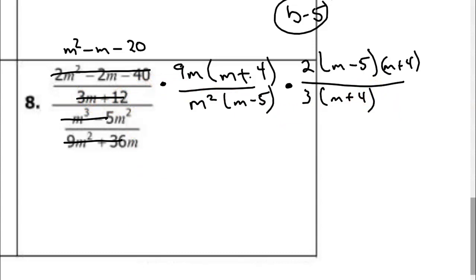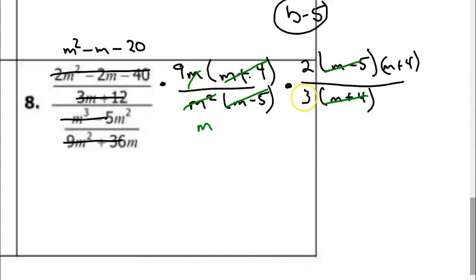Alright, so after I did all my canceling or factoring, I can go ahead now and start canceling things. In the parentheses, the m minus 5s go away, the m plus 4s, those two go away. This third one, there's nothing to cancel in the denominator, so it can't be canceled out. Cross this out, m squared becomes m, that one goes away.